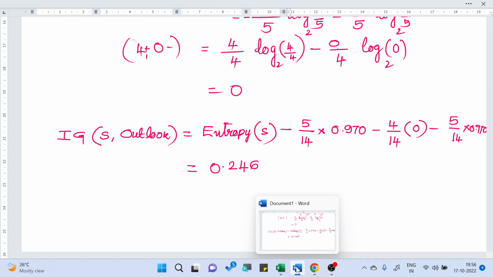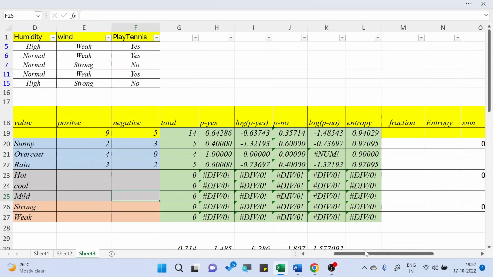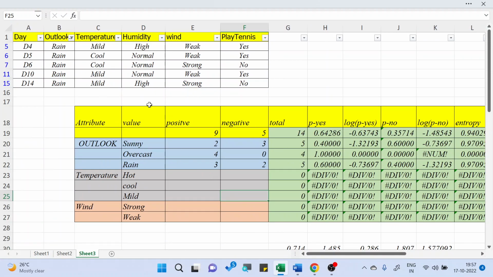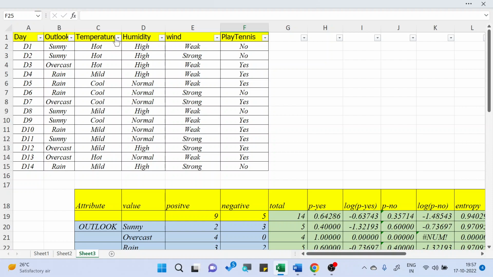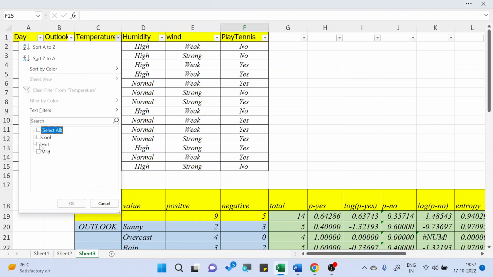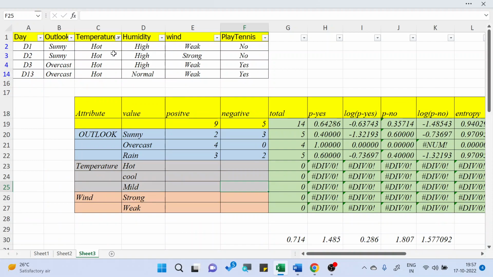In the similar way, you can calculate the entropy of the second attribute, the temperature. Now let me clear the filter from here. I will show you one more example and I will go further. So here in the temperature, 3 values: hot, cool, mild. Let us take hot. How many examples? 4 examples, out of which 2 are positive, 2 are negative.